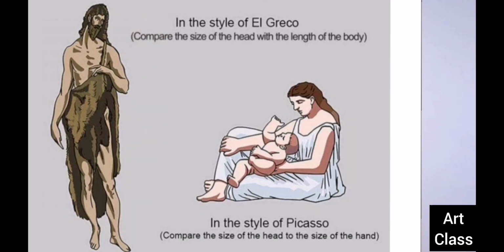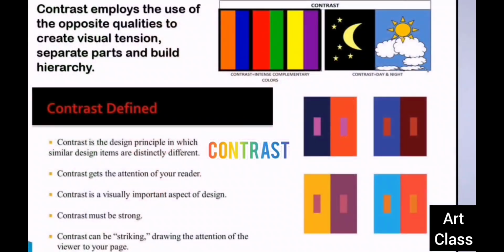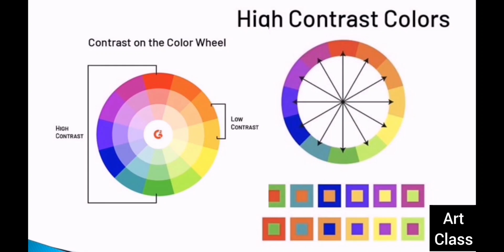Next that we will remind ourselves of is contrast. Contrast employs the use of opposite qualities to create visual tension, separate parts, and build hierarchy. Contrast, if used intelligently, can create fantastic artwork. Also, we have contrast in colors as well. Do not forget that, and take a good look at this high contrast color wheel.